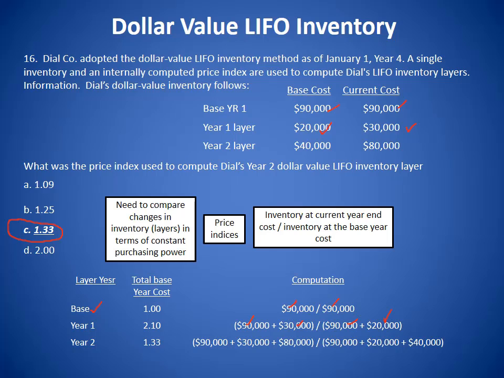2.10. Now we go on to year number two, and again, we include our previous year's calculations, 90,000 divided by 90,000, the entire quantity, 30,000 divided by our 20,000, and then the last item, our current cost is $80,000, and that is divided by $40,000, the quantity of all those items. So year number two comes out to 1.33.